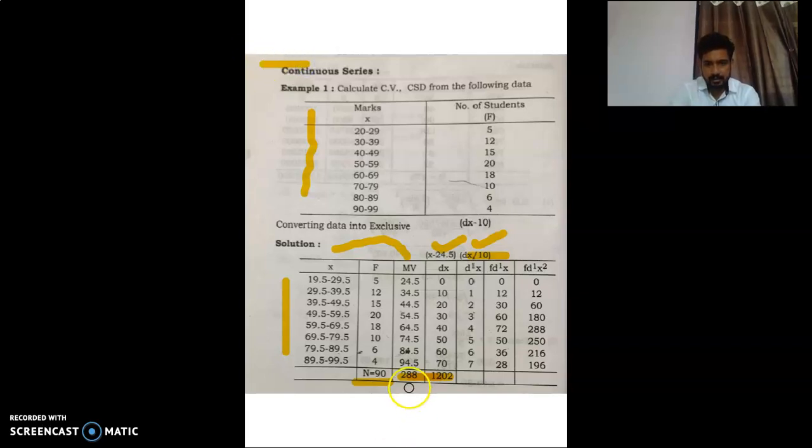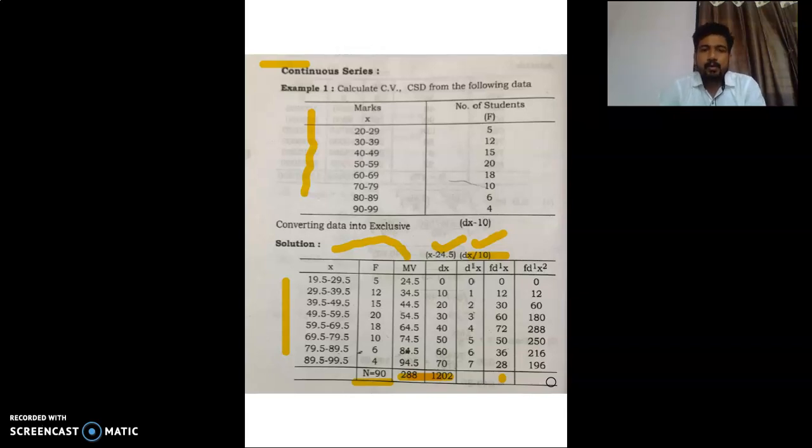Kindly just note these two things. This is actually a printing mistake. These two figures have to be shifted this way. But again, here summation f d dash x is 288 and summation f d dash x square is 1202. Okay, so this is a problem of continuous series of standard deviation.